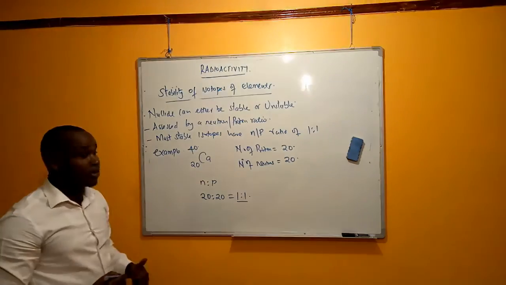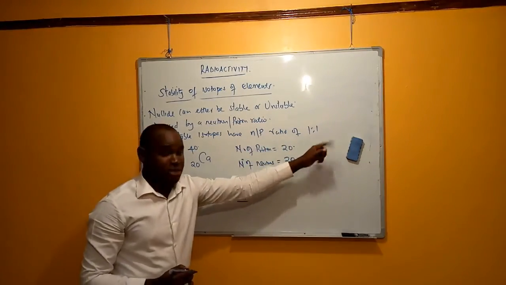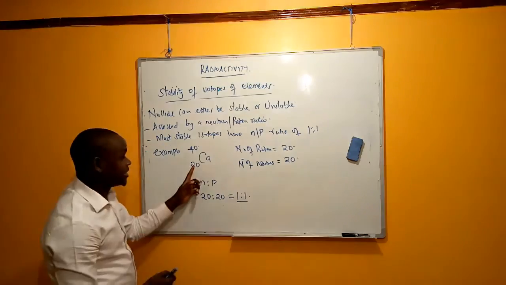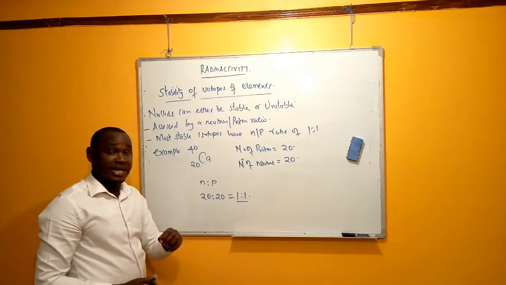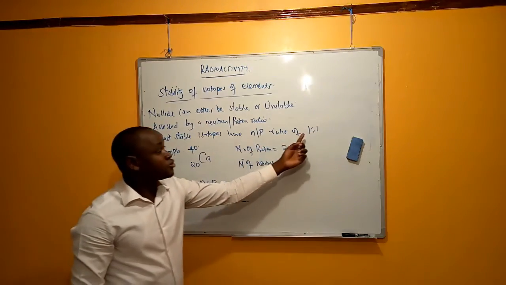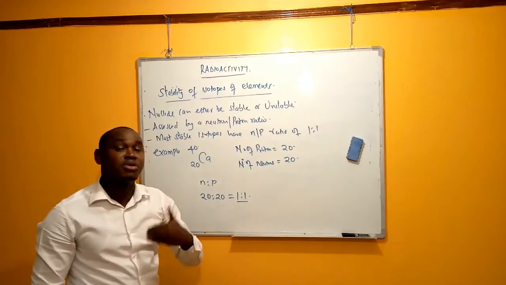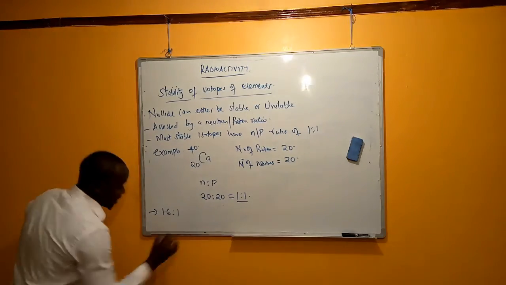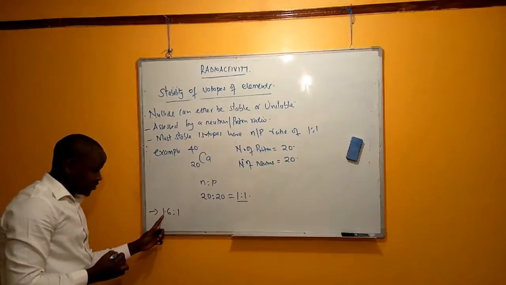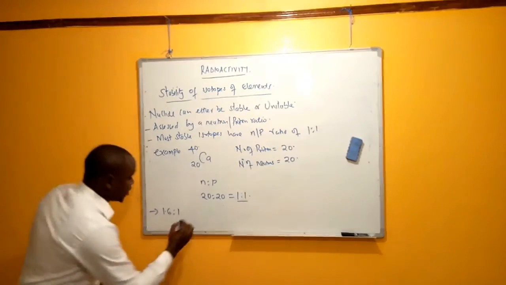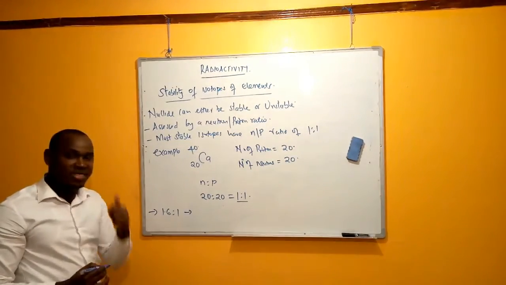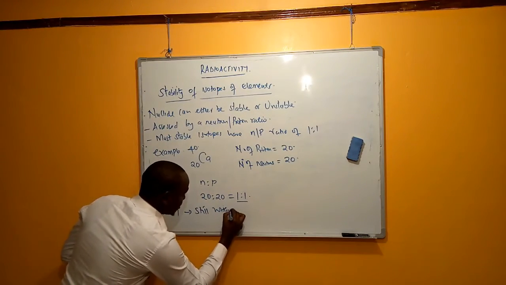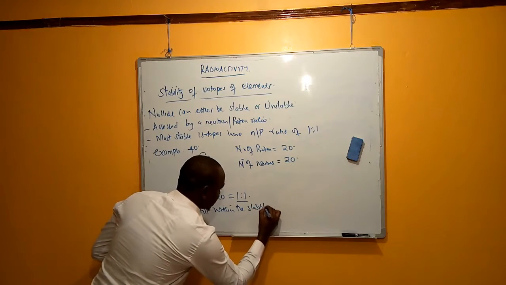So we are saying that most stable nuclides will have a neutron-proton ratio of 1:1. However, as the atomic number increases from 20, the neutron-proton ratio increases progressively up to 1.6:1. This is a ratio now, neutron-proton ratio of 1.6:1. We still say that this ratio is still within the stability region.